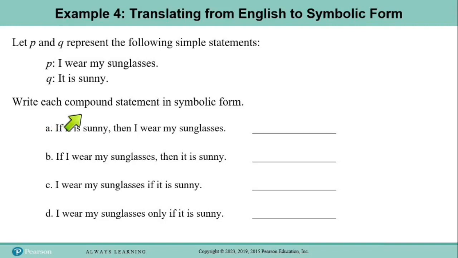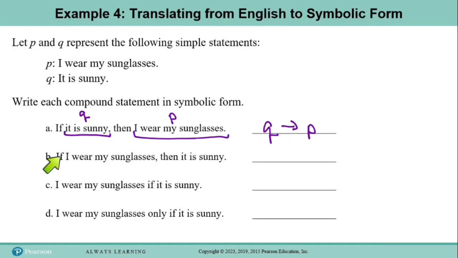So the instructions say write each compound statement in symbolic form. In part A we have, if it is sunny, then I wear my sunglasses. The it is sunny part is statement Q, and the I wear my sunglasses part is statement P. So we literally have here if Q, then P. So we write that if Q, then P.